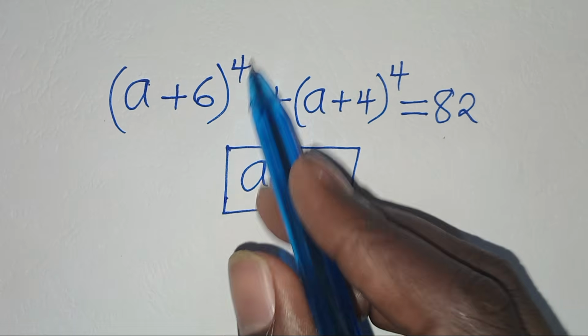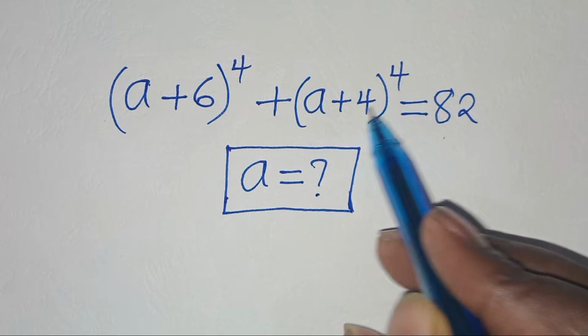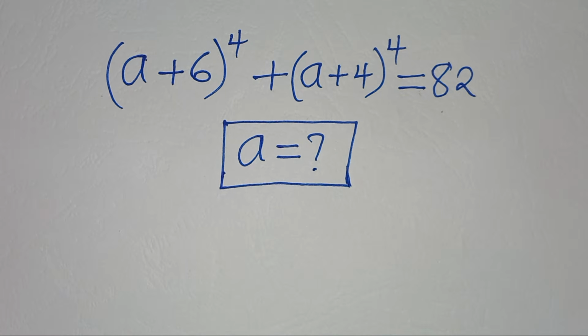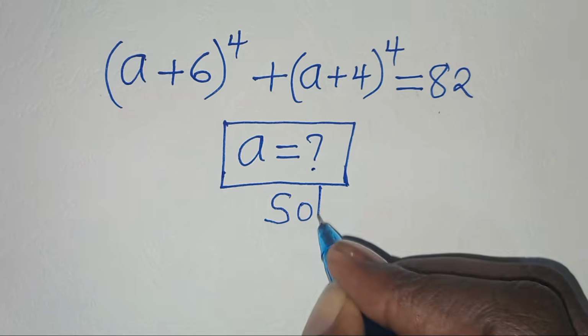a plus 6 to the power of 4 plus a plus 4 to the power of 4. This is equal to 82. So what are the values of a? So let's provide a solution from here.